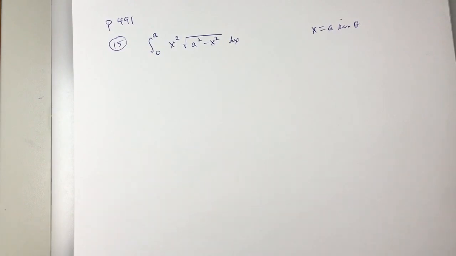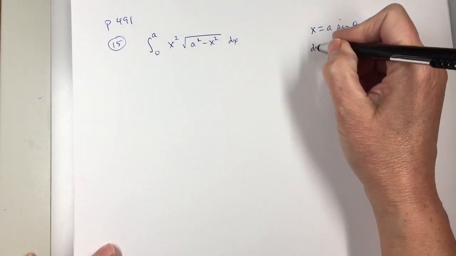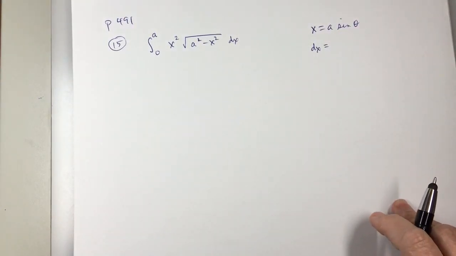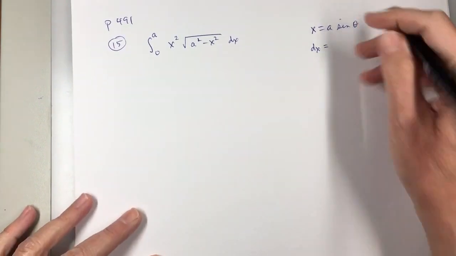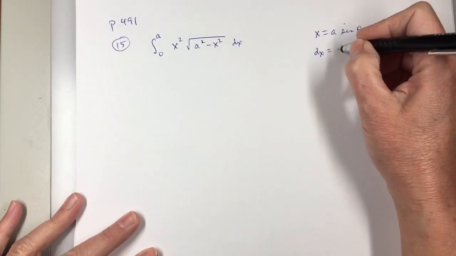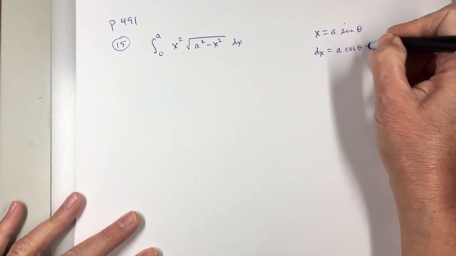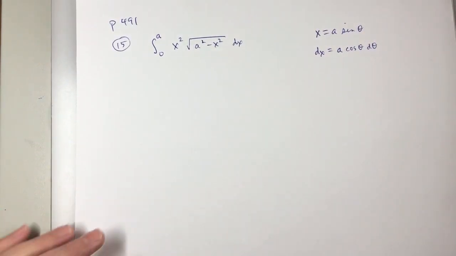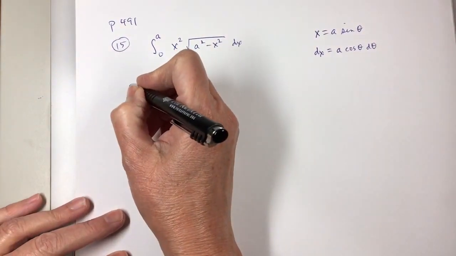And I also have to remember to find dx. Dx, the derivative of a sine theta, the derivative of sine theta is cosine theta. So dx is a cosine theta d theta. And let's just get all this substituted into the problem.